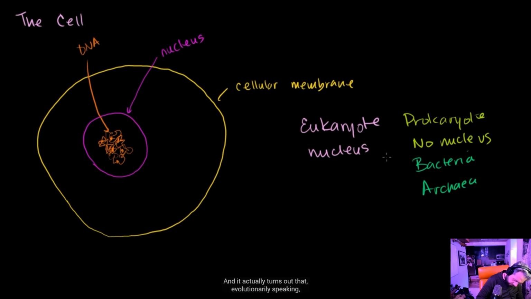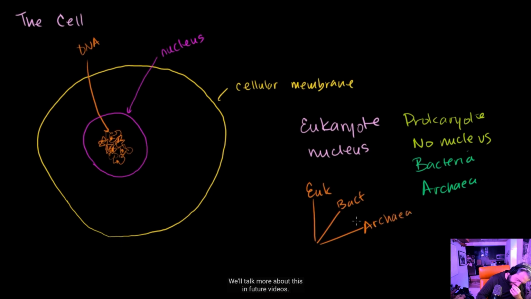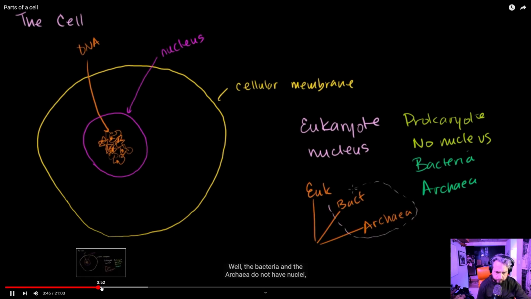And it actually turns out that evolutionarily speaking, you shouldn't make this division first. It actually makes more sense to divide things into eukaryotes, bacteria, and archaea. You don't want to do this division first; there are actually three separate groups that you want to start off with. We'll talk more about this in future videos. But if you want to say who has a nucleus, well, eukaryotes have a nucleus by definition. Who does not have a nucleus? Well, the bacteria and the archaea do not have nuclei.